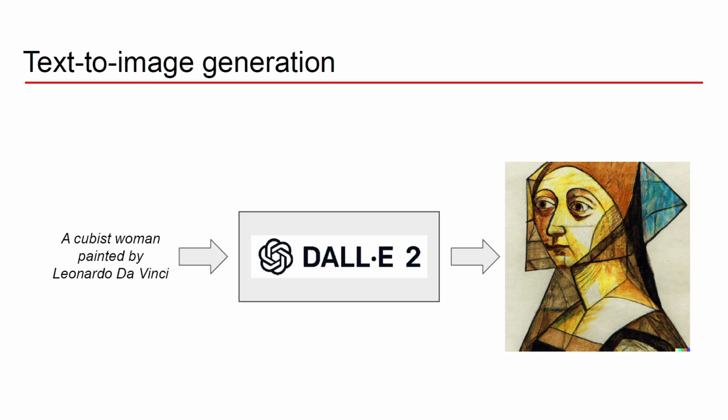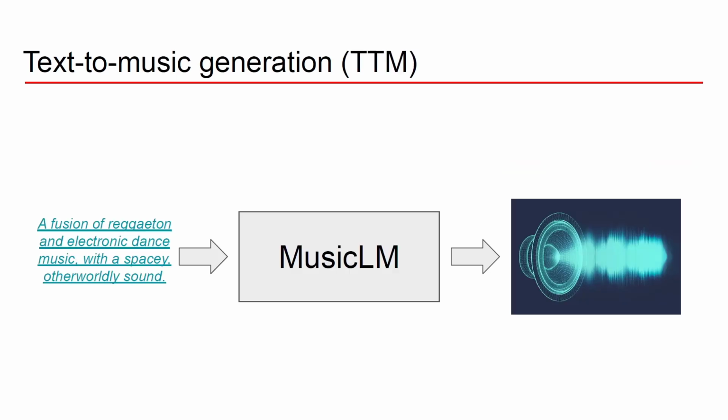So what is text-to-image generation? Well, I'm sure everyone subscribed to the Sound of AI YouTube channel is familiar with that. These are models like DALL-E 2, Midjourney, or Stable Diffusion, where you can pass in a prompt text like a cubist woman painted by Leonardo da Vinci, and the generative model generates an image for you based on your text prompt. Now, this idea has been extended to music as well, and now we have text-to-music generation, or TTM models. The underlying idea is the same. You pass in a text prompt, and then a music generative system understands the text and outputs audio that hopefully will adhere to the text input.